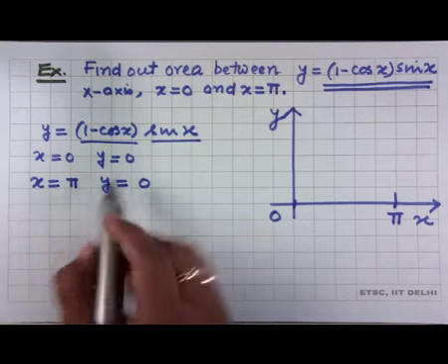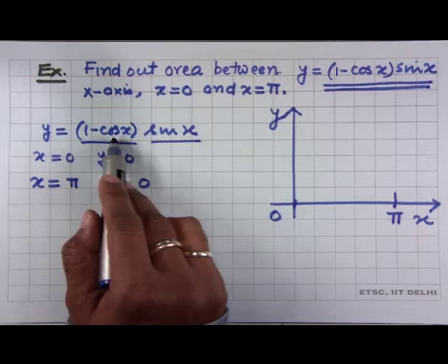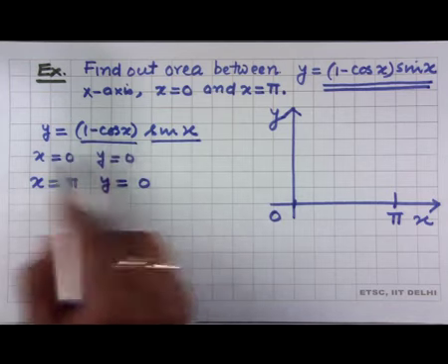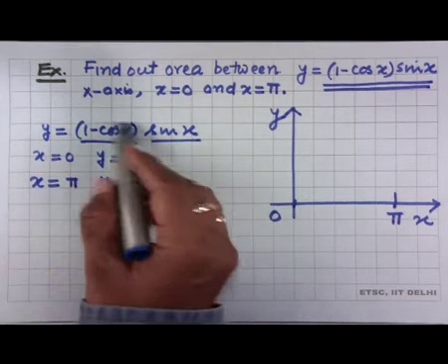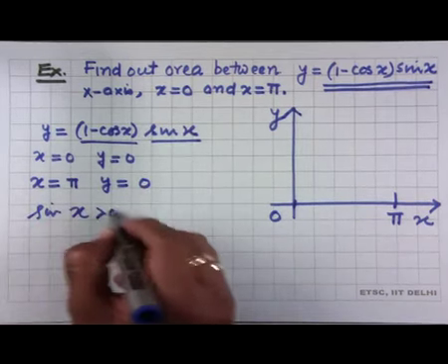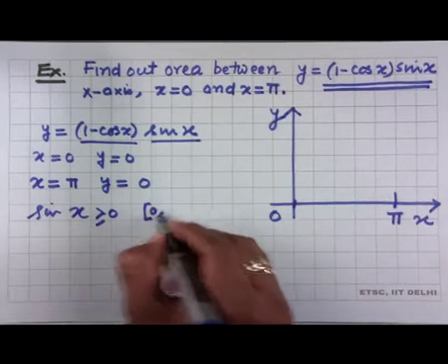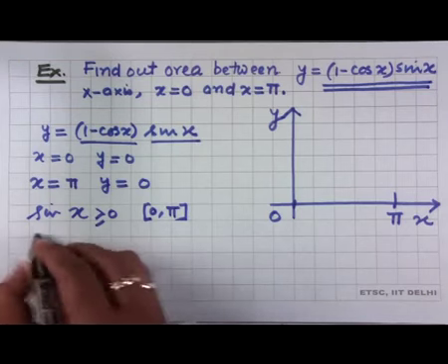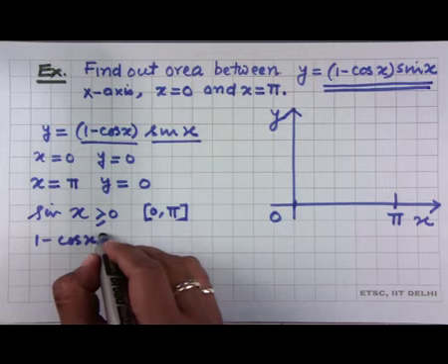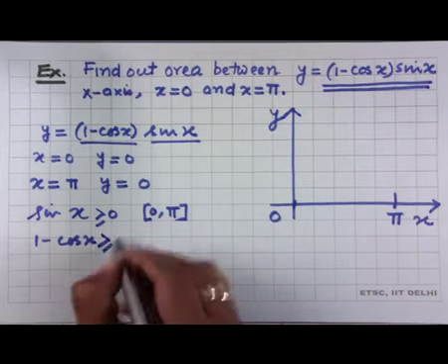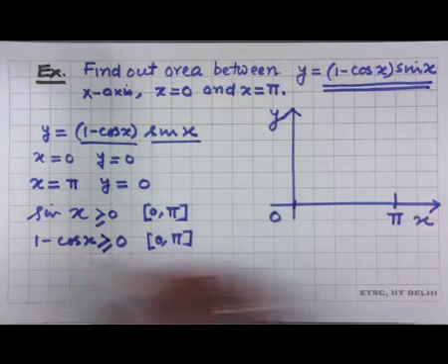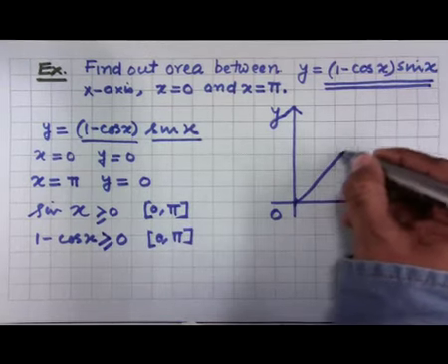Now between 0 and pi, is there any chance of the function vanishing again, or is there any chance that y takes a negative value? Since cos x lies between minus 1 and 1, sin x is always positive or 0 between 0 and pi, and 1 minus cos x is always positive. Therefore this curve is always positive. So you will have this kind of shape of the curve.